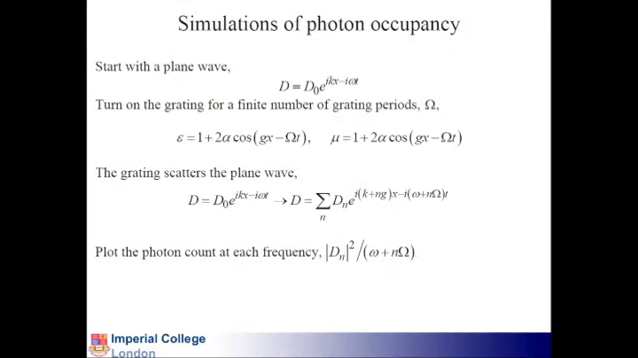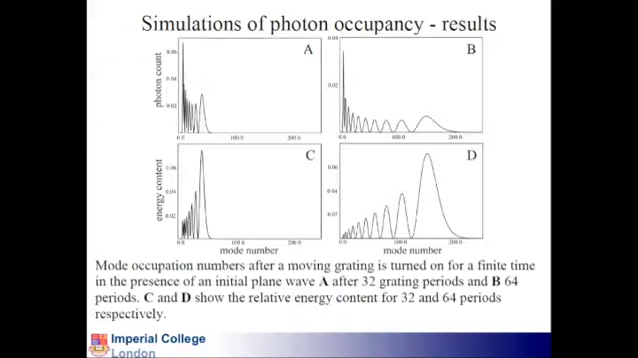And you can do a few simulations of how the photon occupancy changes. So we start with a plane wave, and we turn on this grating I mentioned before, and then the grating scatters the plane wave into higher frequency components, and we plot the photon count at each frequency. So we divide d squared by the photon frequency. And you can see here the calculation of the photon count for a short grating, 32 periods, and a long grating, 64 periods.